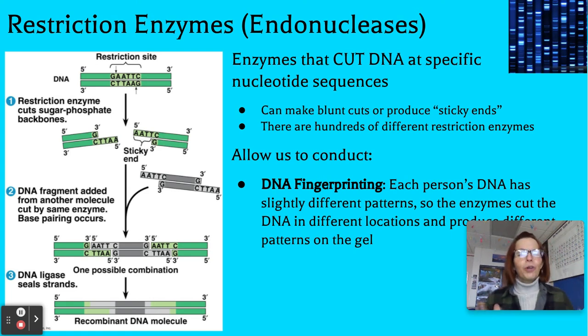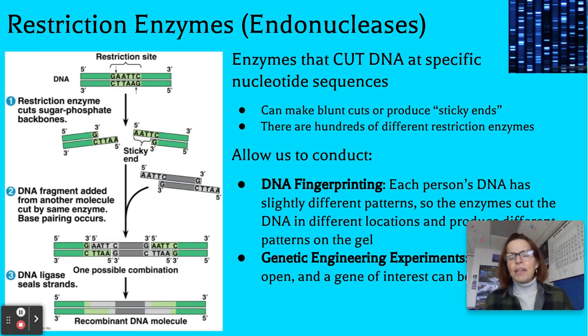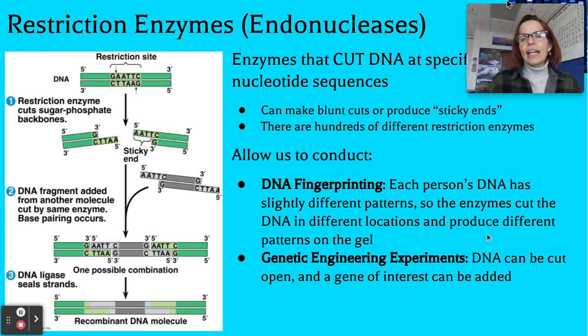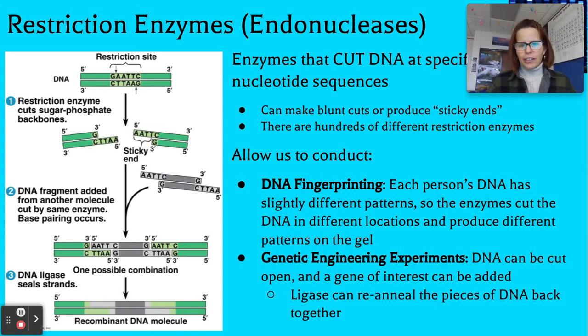Okay, so restriction enzymes allow us to do DNA fingerprinting, and that's the next thing that we're going to be talking about. Each person's DNA is slightly different in terms of their patterns. So the A's, T's, C's, and G's are just a little bit different. So the enzymes are going to cut the DNA in different locations, and that's going to produce different banding patterns. We're going to see that in just a second. We can also use these restriction enzymes for the genetic engineering experiments that I just talked about.